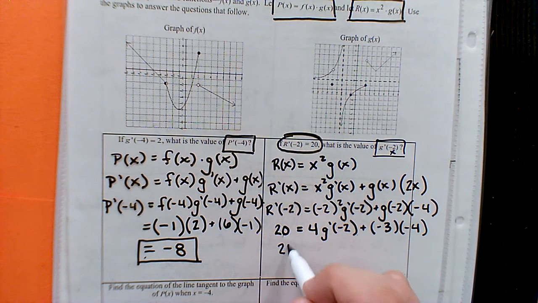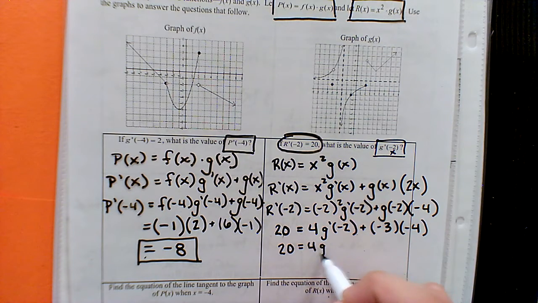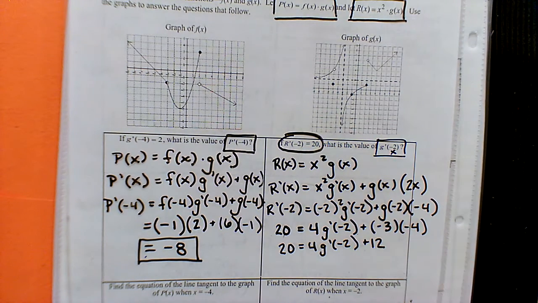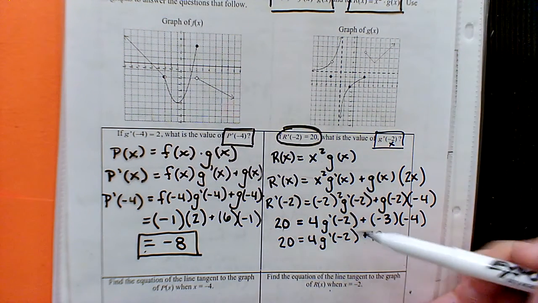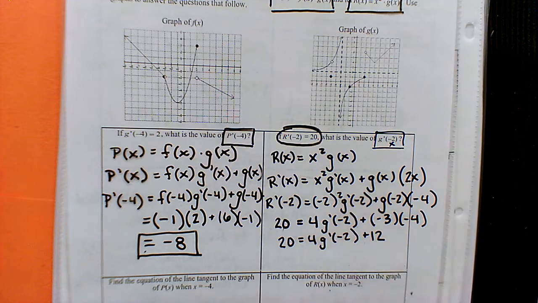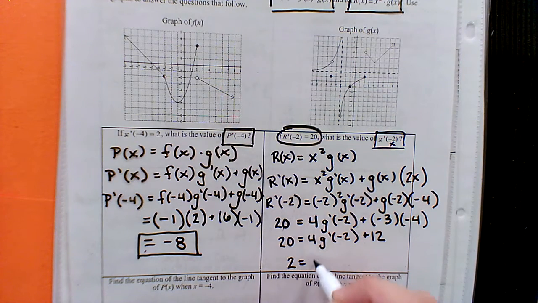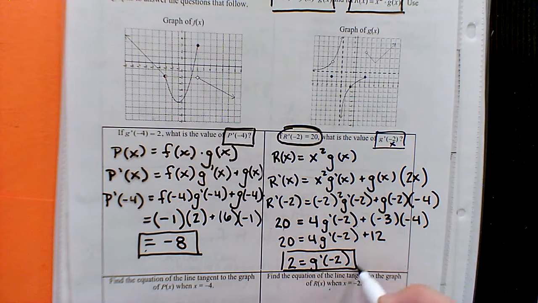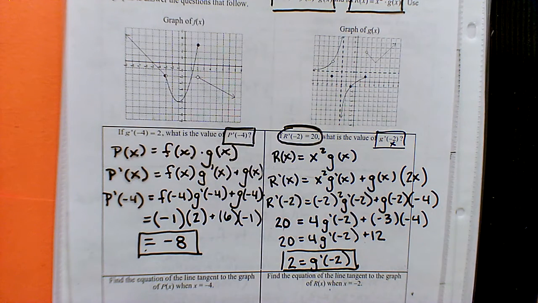Okay. So we have 20 equals 4 times the derivative we're trying to find plus 12. We're going to solve for that derivative: subtract the 12 over, you'd get 8, divide the 4 over, looks like you'd get 2. So the slope of the g graph at the negative 2 location is 2.